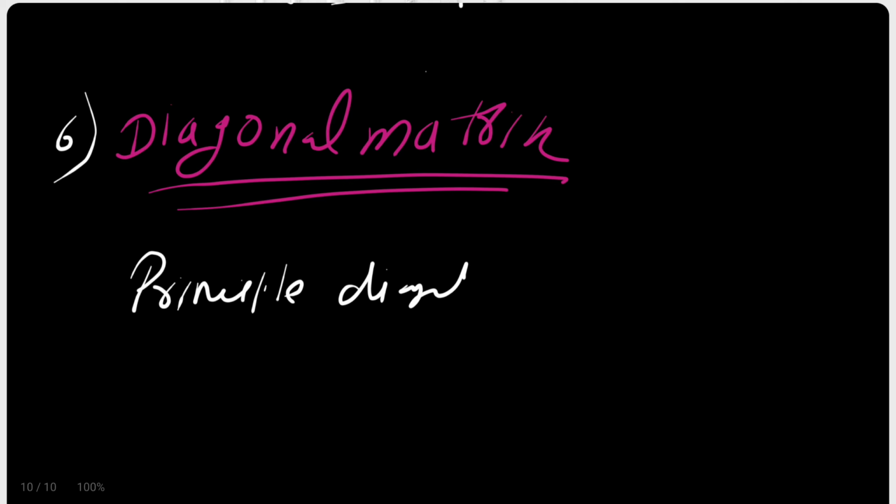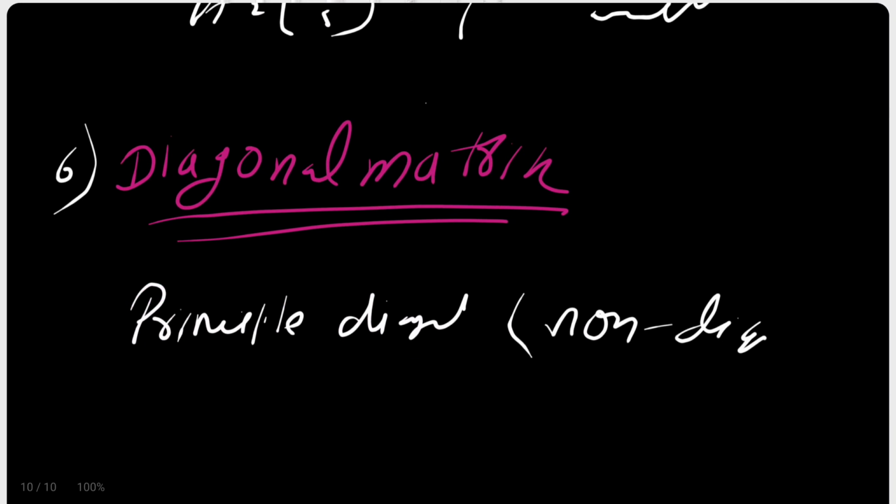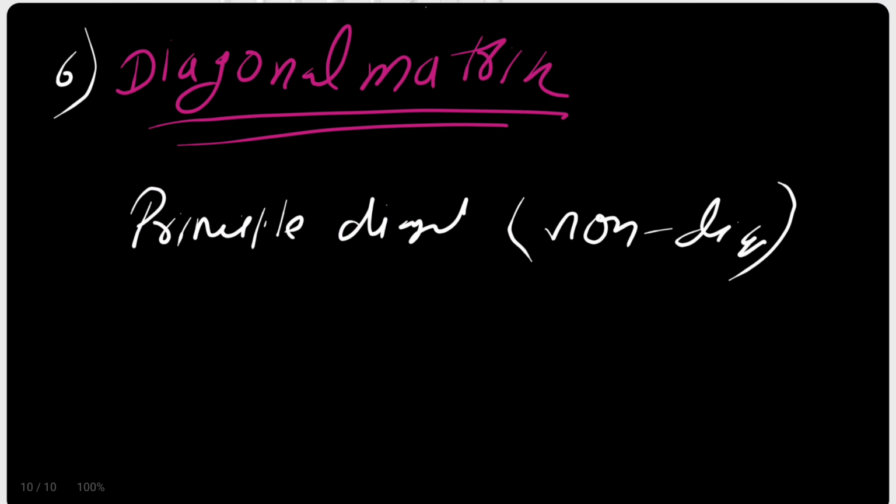Principal diagonals can be anything. And whatever the non-diagonals are, the non-diagonals will be 0. Let me explain.